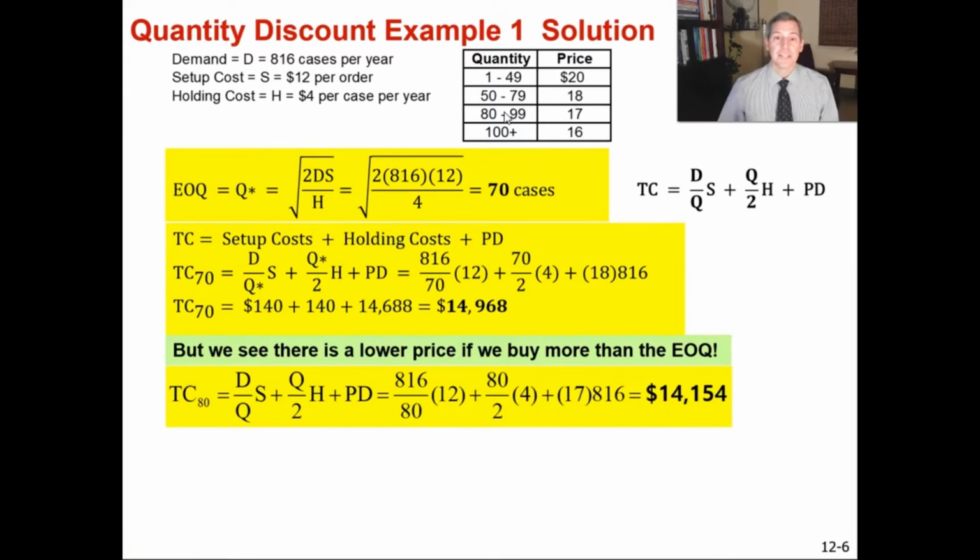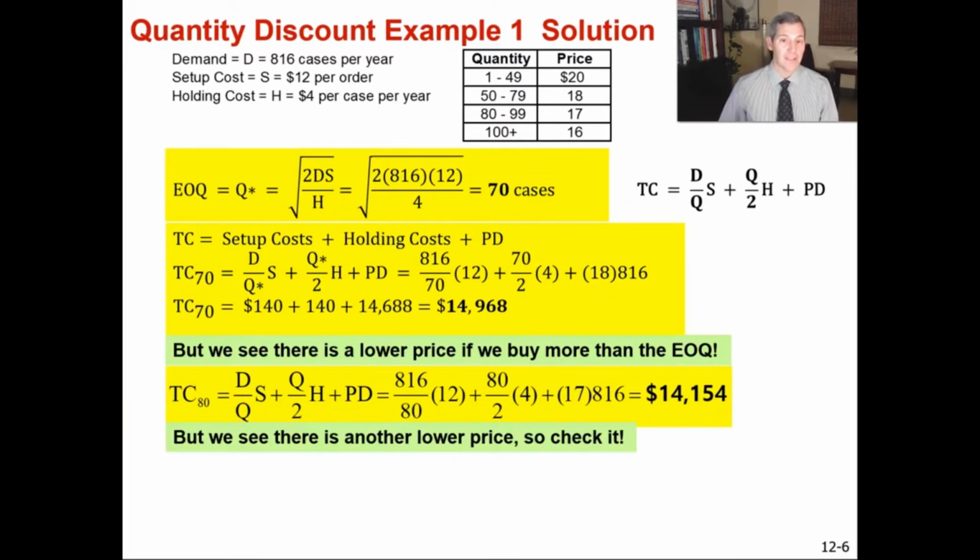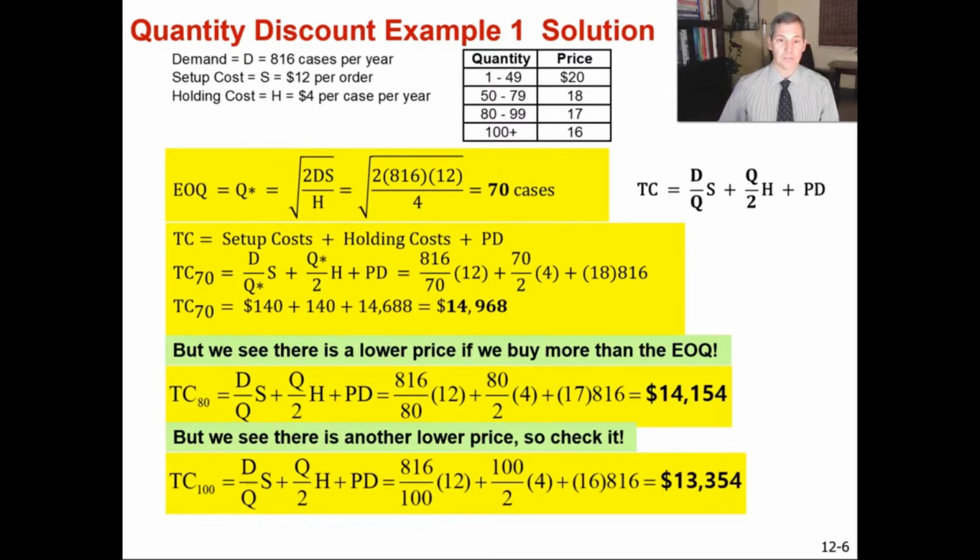There's the $16 price if we were to buy 100 at a time. So let's do that math and see if it makes sense for us to buy 100 cases at a time for $16 per case. And you can see $16 is our price per case. We're still buying 816 cases per year.